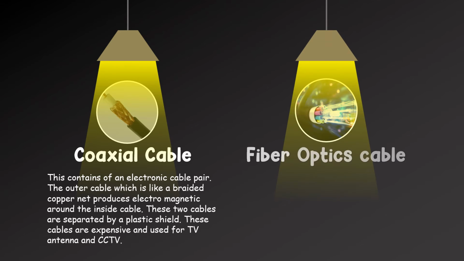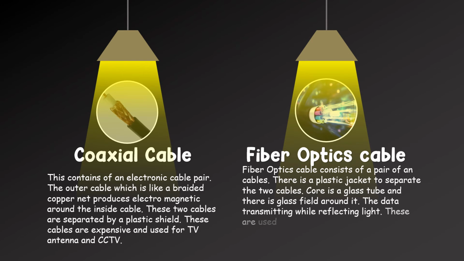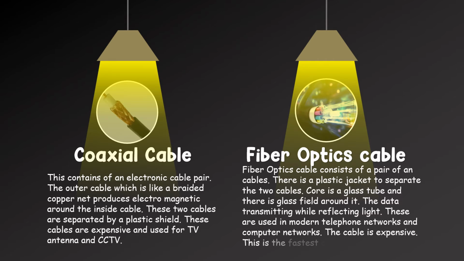Example 3, fiber optics cable. Fiber optics cable consists of a pair of cables. There is a plastic jacket to separate the two cables. The core is a glass tube and there is a glass layer around it. The data is transmitted by reflecting light. These are used in modern telephone networks and computer networks. The cable is expensive. This is the fastest data transmission media currently.